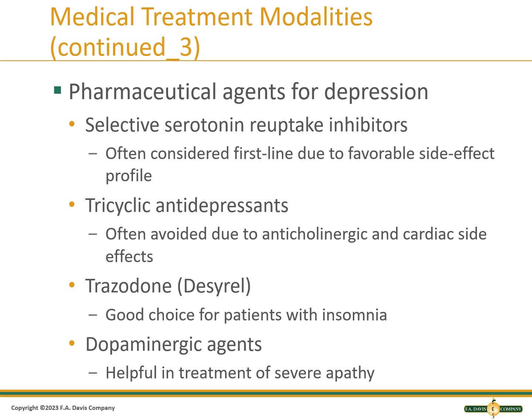SSRIs are used first because they have fewer side effects. Tricyclics aren't recommended because of the anticholinergic and cardiac effects. Trazodone is not a really good choice for depression, but it works really well for insomnia. And dopaminergic agents, methylphenidate being one of those, can help with severe apathy.